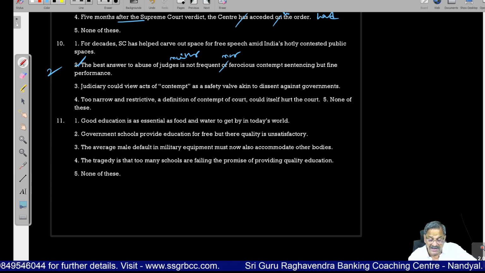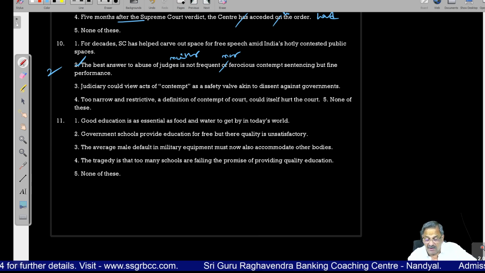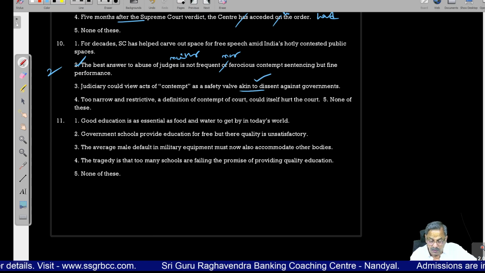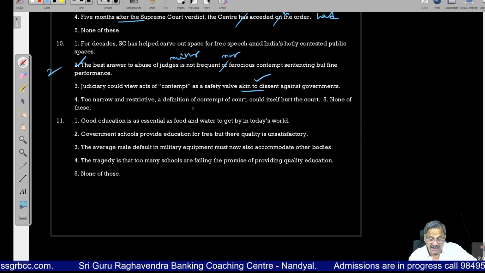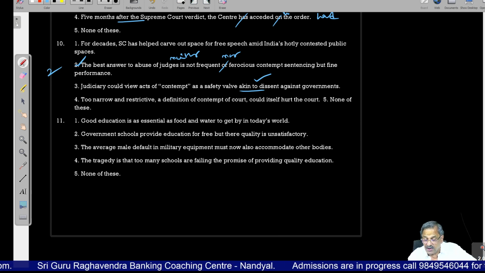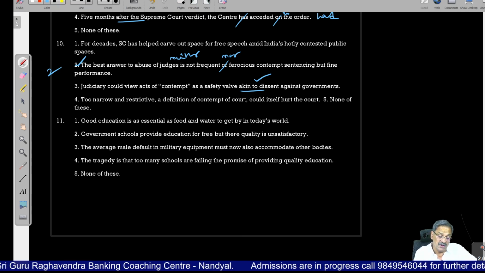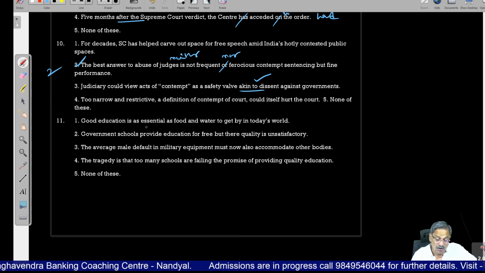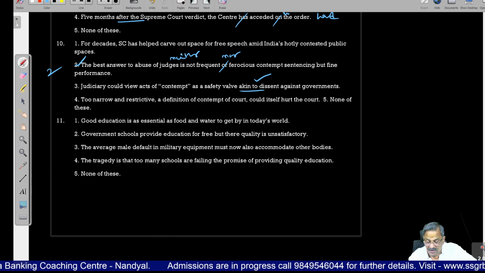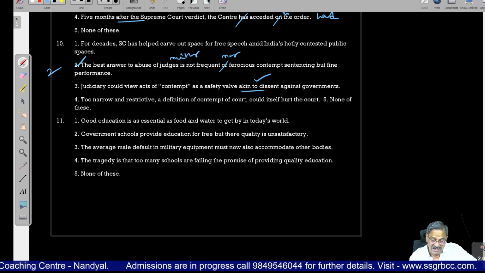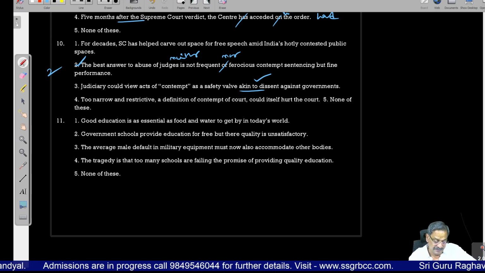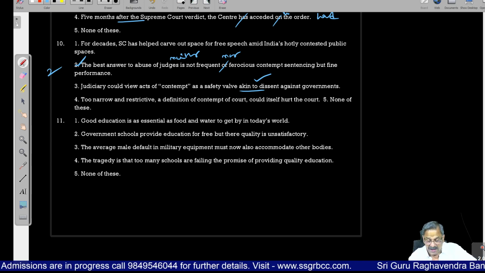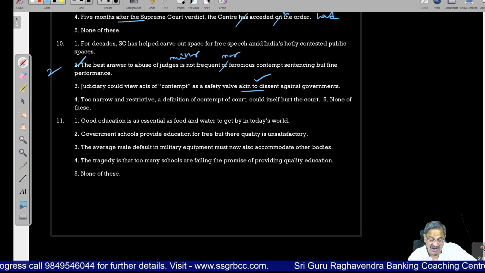Judiciary could view acts of contempt as a safety valve akin to dissent against governments. Too narrow and restrictive a definition of contempt of court could itself hurt the court. So the second option is wrong. Good education is as essential as food and water to get by in today's world. Government schools provide education for free, but their quality is unsatisfactory.